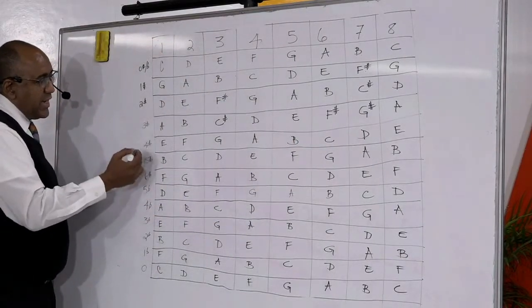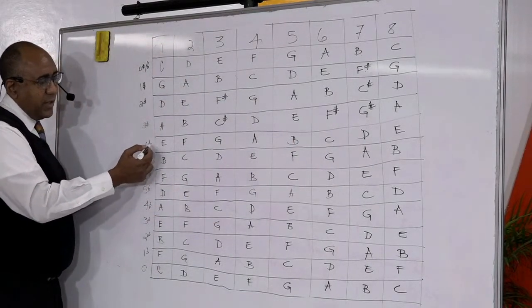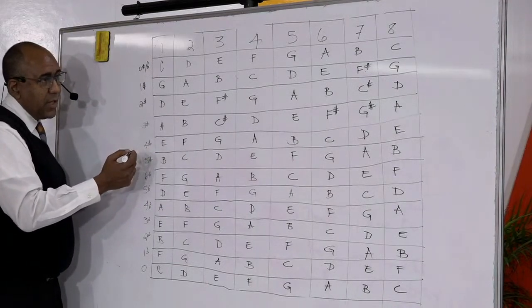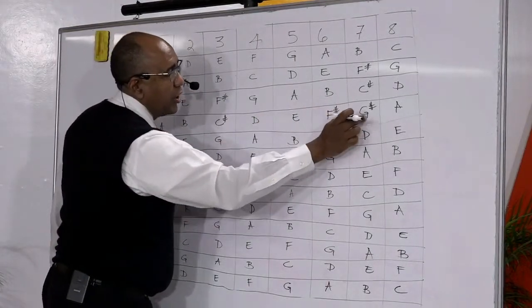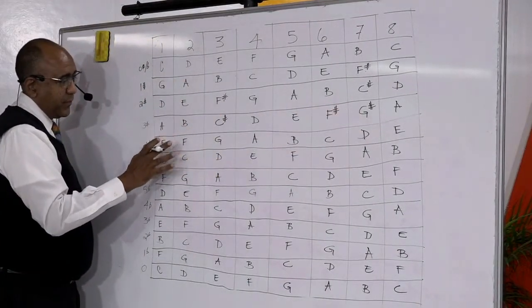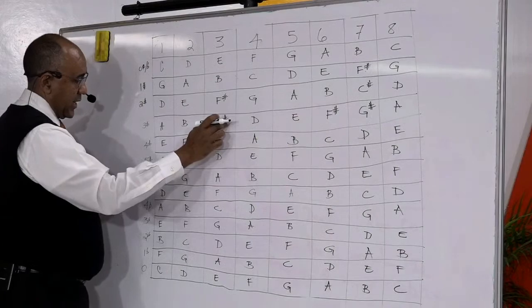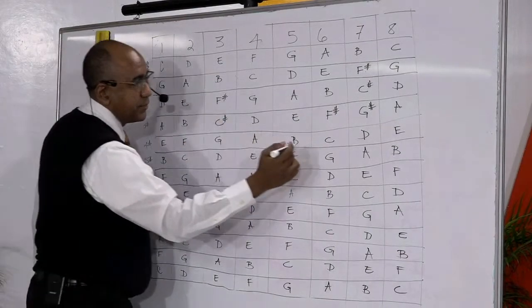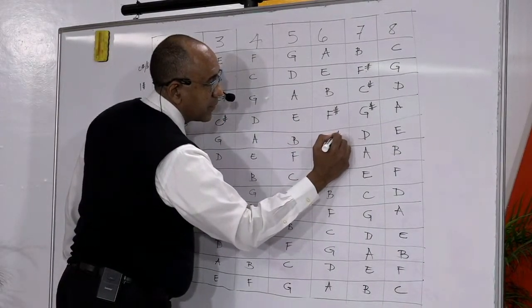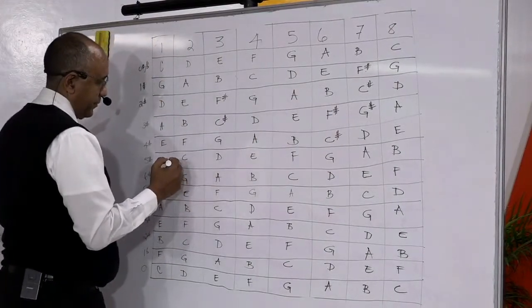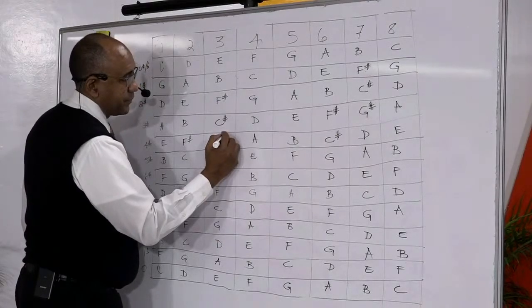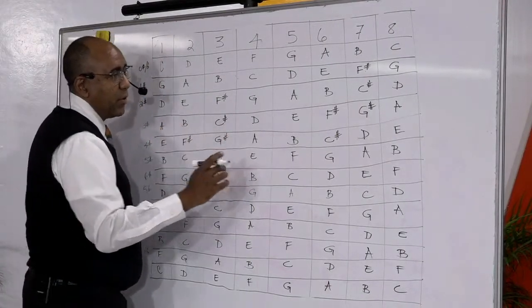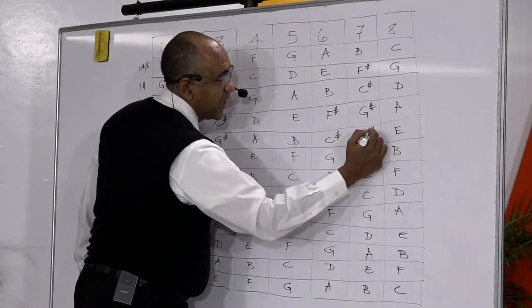Now, the next key we have 4 sharps because the previous one had 3. So we'll bring back all the 3 sharps we had before, which is C sharp, F sharp, G sharp, and the new sharp we'll add is D sharp.